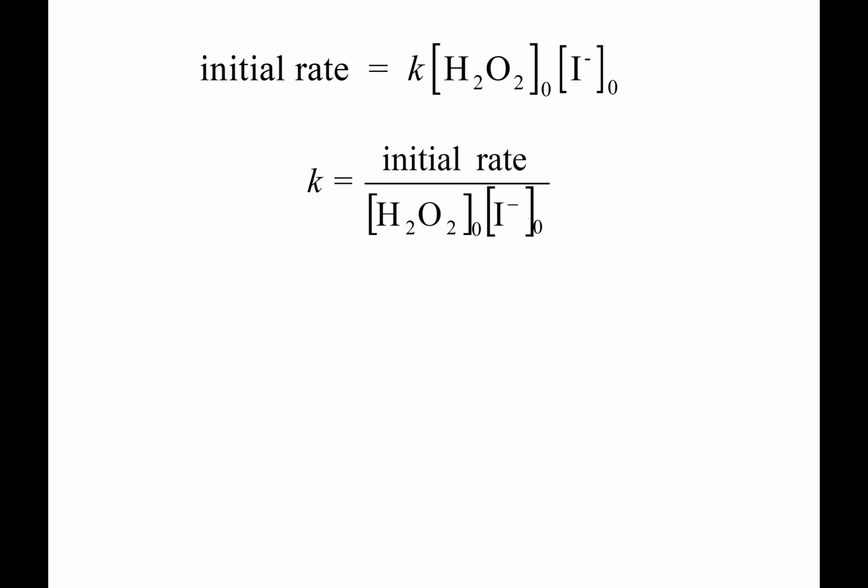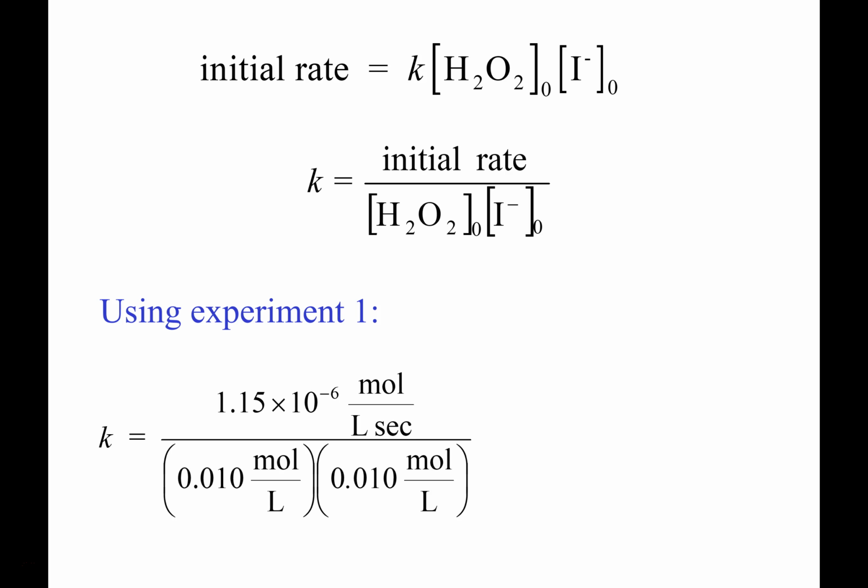And so that's what I mean by plug and chug. You can pick any line and take that last number, that's the initial rate, and then in the denominator plug in the molar concentrations of the hydrogen peroxide and the iodide ion. So just picking on the first row, the first run, that looks like this. By the way, as long as we keep our units, we should get the right units of K. So the rate for that particular run is 1.15 times 10 to the minus 6 moles per liter per second.